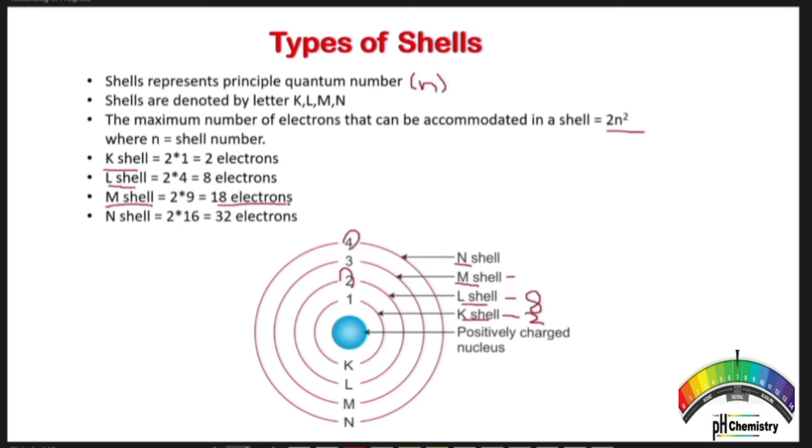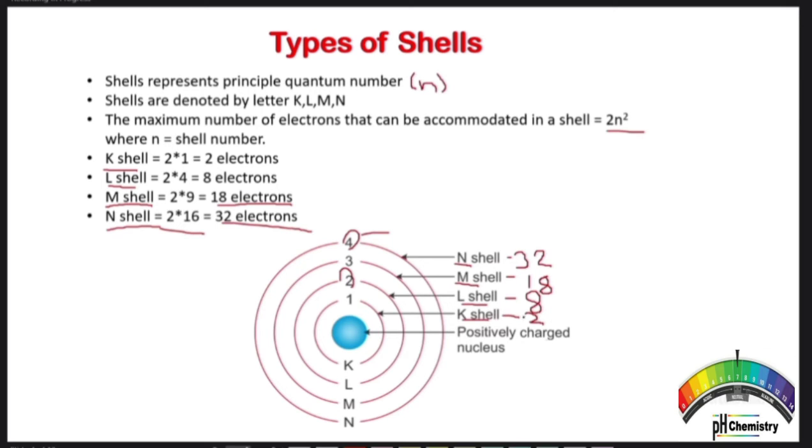So the maximum number of electrons that the M shell will contain is always 18. For the N shell, the value of small n, the principal quantum number, is 4. So 4 square is 16, 2 into 16 is 32. So the N shell will contain a maximum of 32 electrons.